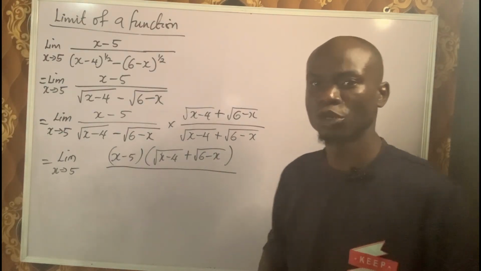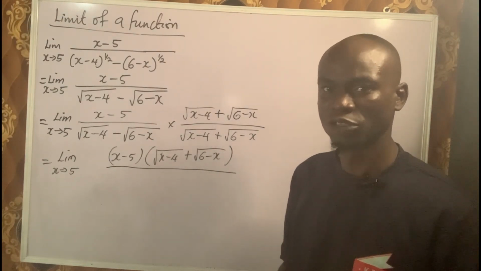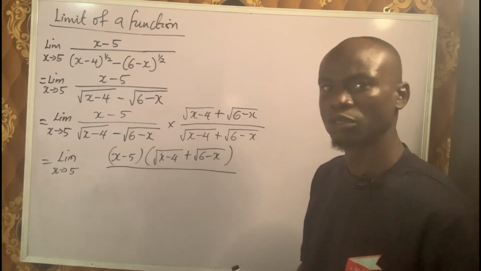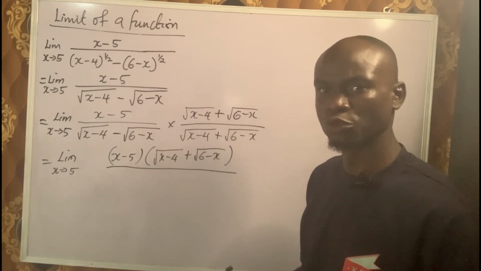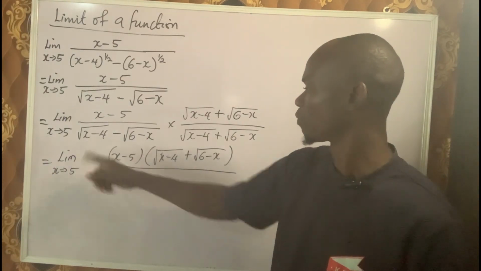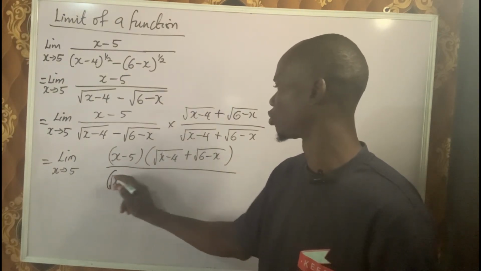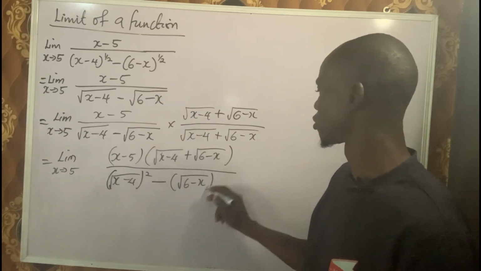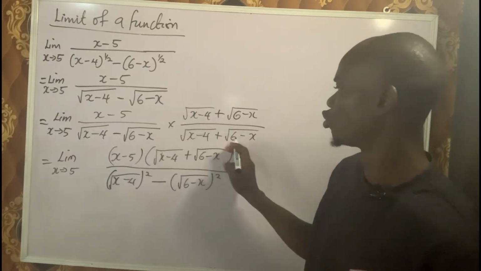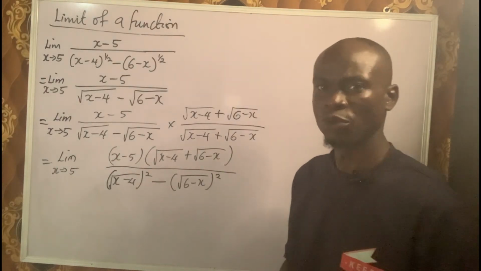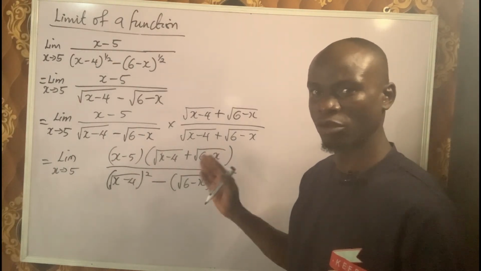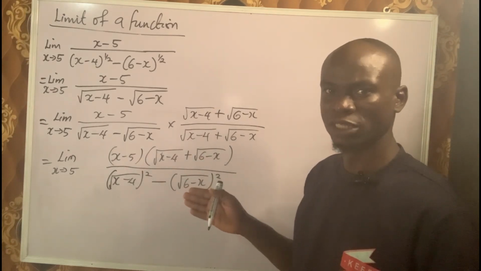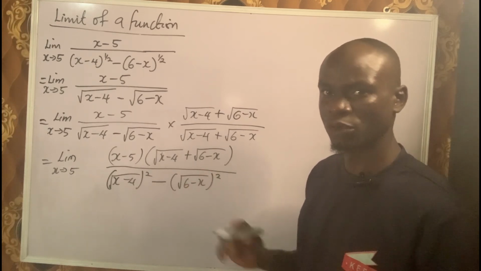Take note, most likely when you rationalize the denominator, if the denominator is a difference of two squares, all you need to do is square each of the roots and take their difference. When you do that, the roots will be eliminated. So the first one, root x minus 4 squared, minus root 6 minus x squared, is what the product of these two will give you, because it's a difference of two squares. Are we okay? If what I just said is not clear, you can leave it in the comment section below, and maybe I will make another video explaining rationalization in detail so that you understand what I'm talking about.